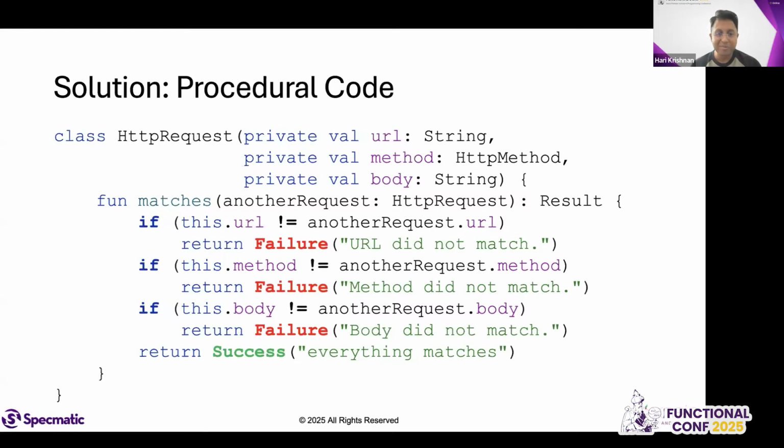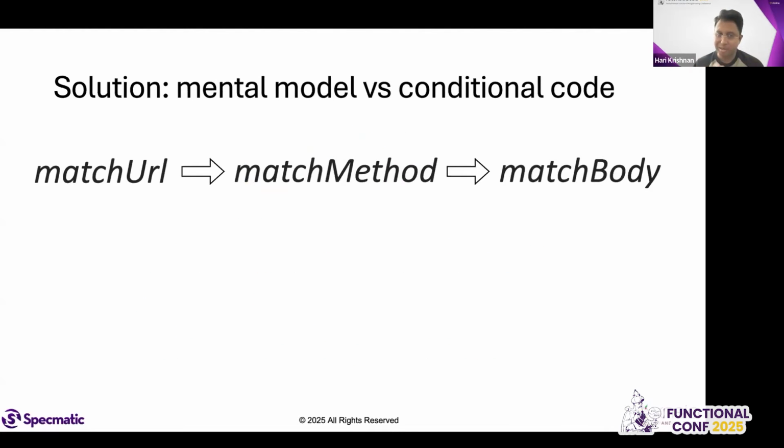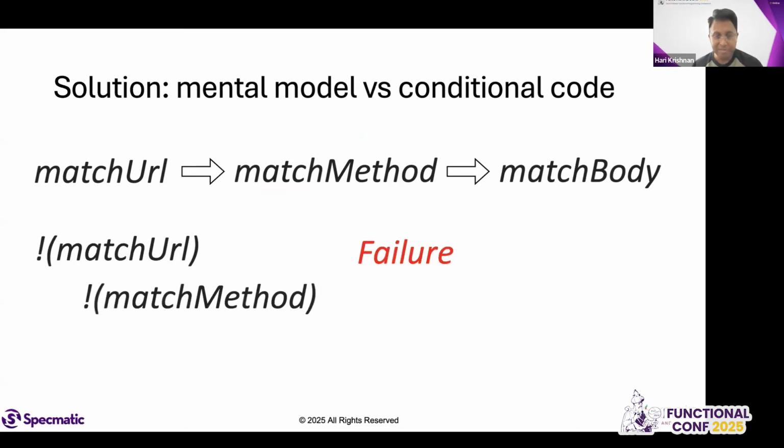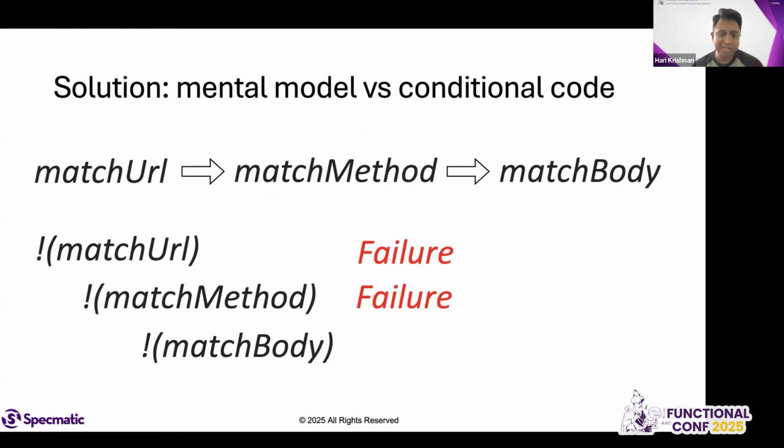But when I look at this code, it's all about the failure and less about the success. Now, what do I mean by that? Let me clarify. This is the mental model I wanted, but then the actual implementation, the way I'm writing code, is if the URL does not match, it's a failure. If the method does not match, it's a failure. If the body does not match, it's a failure. What is success? The lack of failure is success.